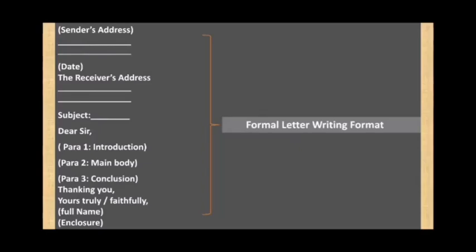First para, that is the introduction. After the first paragraph, you need to leave a line. Then the second paragraph, that is the main body. And then again leave a line. Then is the third paragraph, that is the conclusion. Then after that, without leaving a line, you have to write thanking you, put a comma. And then we have yours truly or faithfully. And then you need to write your full name. And if there is an enclosure, then you can add the enclosure, like if any documents or certificates are there, you can add them in there.